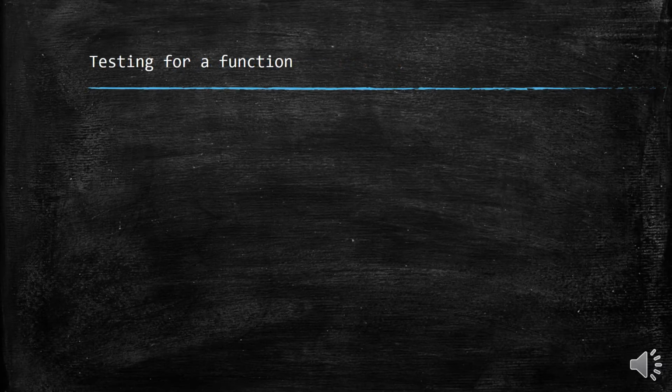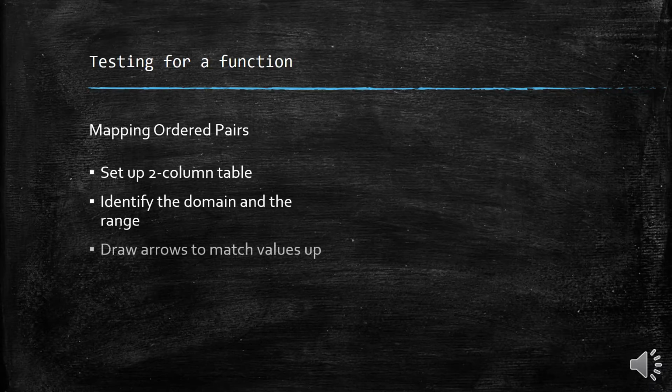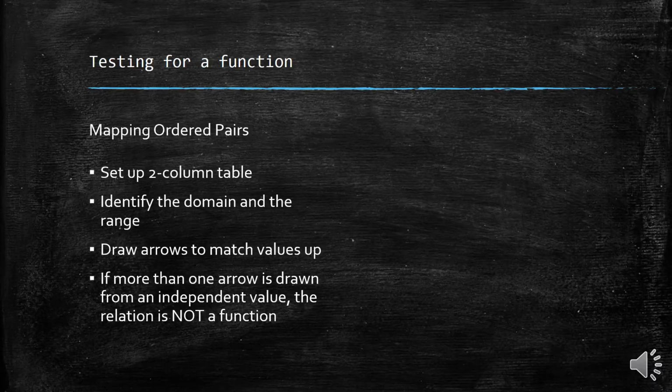Here is testing for a function. There are two ways. The first thing you can do is map ordered pairs. The first thing you want to do is set up a two-column table, identify your domain and range, and then draw arrows to match up values from the ordered pairs. If more than one arrow is drawn from any independent value, or domain, the relation is not a function.